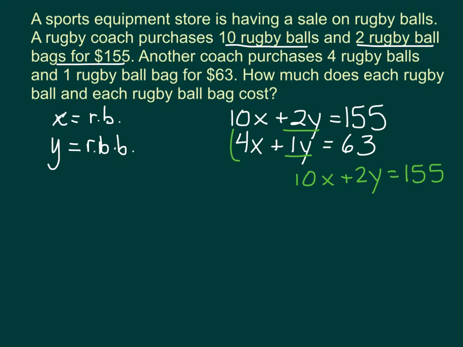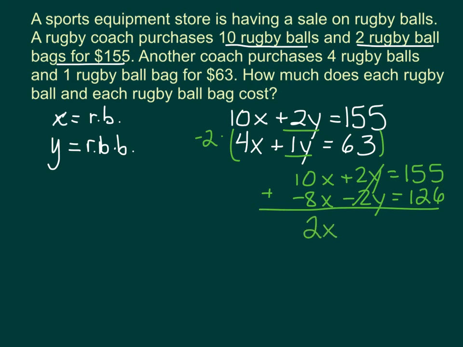Then look, I'm going to take this second equation and multiply by negative 2. So I've got negative 8x minus 2y equals 126. Okay, big plus sign. Woo! The y's cancel. All right, 10x plus negative 8x, 2x equals, okay, both of these.